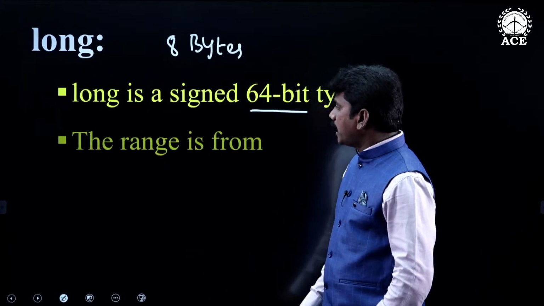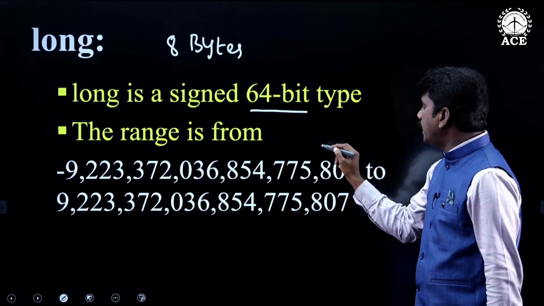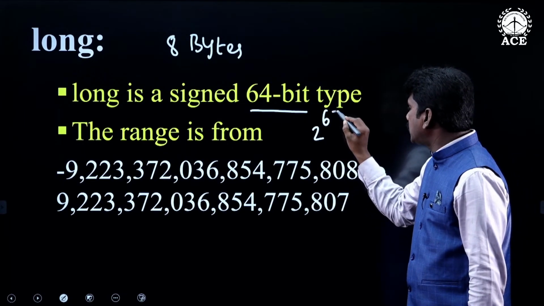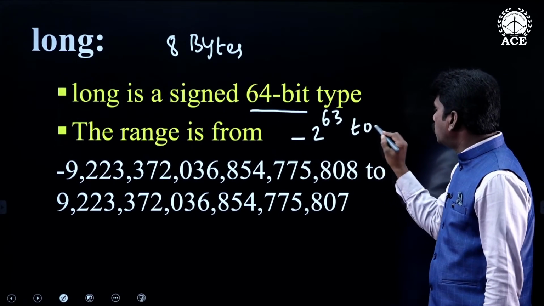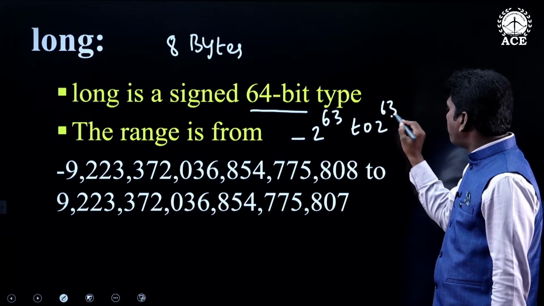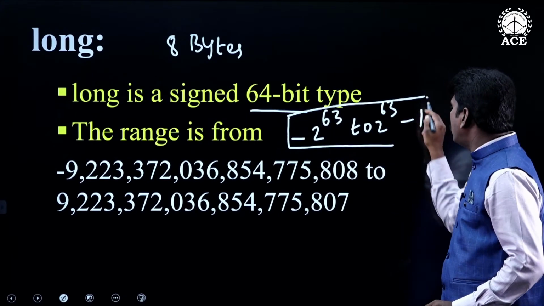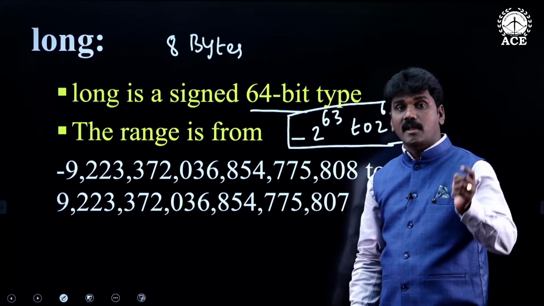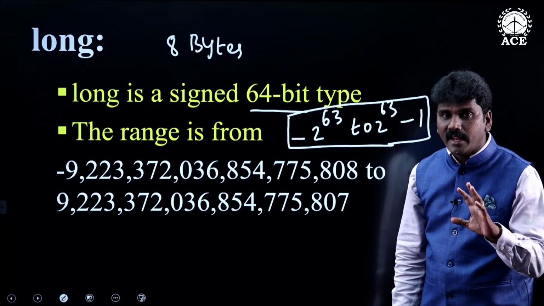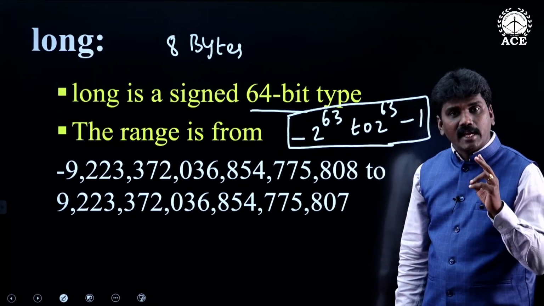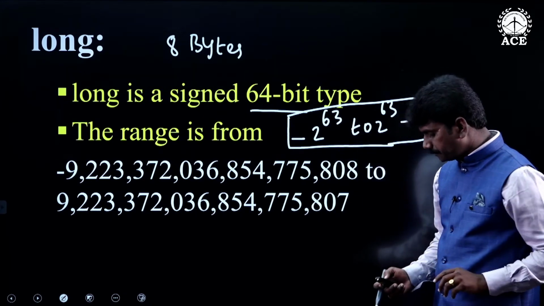8 bytes, right? And what is the range? We can say easily that the range is minus 2 to the power of 63 to 2 to the power of 63 minus 1. Actually, this is the range of the long data type. Long data type comes under which group? Integer group. Under the integer group, what are the data types we have? The first one is byte, second one is short, third one is int, and the fourth one is long.